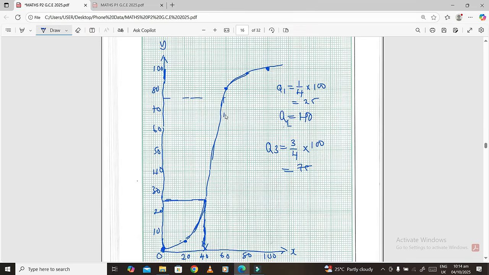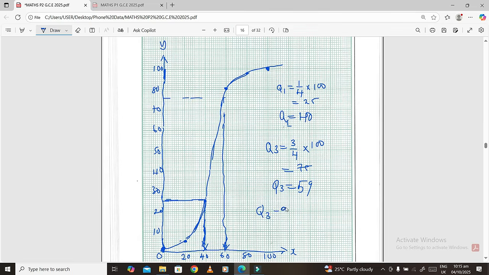So when you follow it down here, what is it giving us? 59. So you draw your line straight down here using your ruler. It's falling at 59.